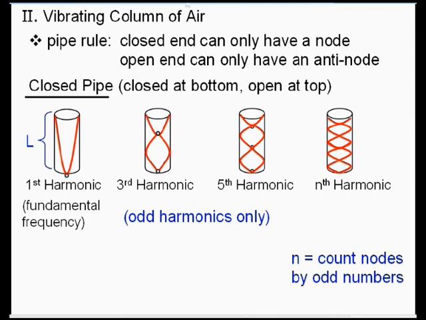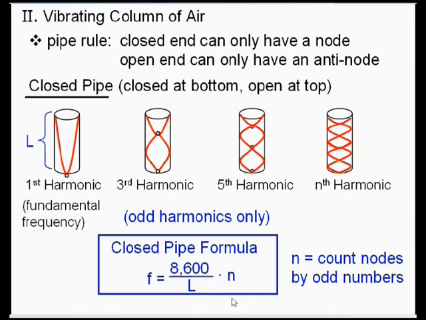On the back side was the vibrating column of air. We had the closed pipe. So this is the formula for the closed pipe. And we have a large number. We have 8,600 divided by the length of the pipe times our harmonic number again. And this number is so big because we do our measurements in centimeters, but our speed is measured in meters per second. So we're multiplying by 100, and that's why this number is a little bit larger than normal.